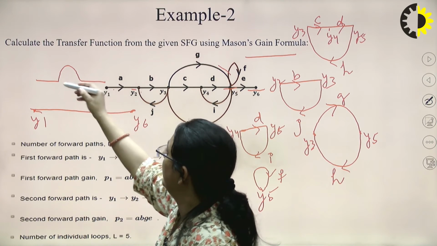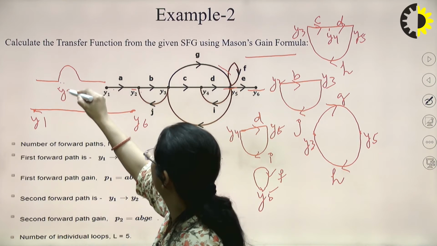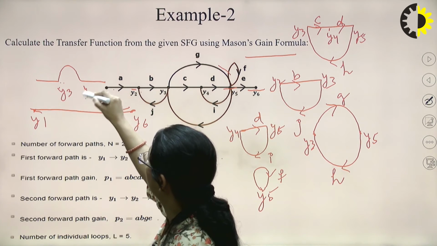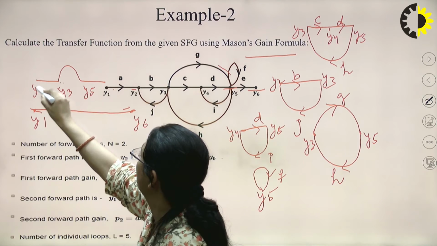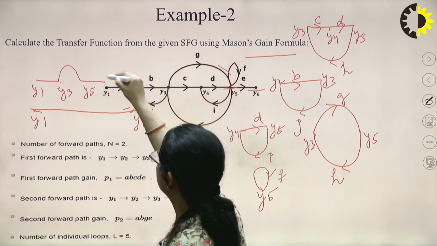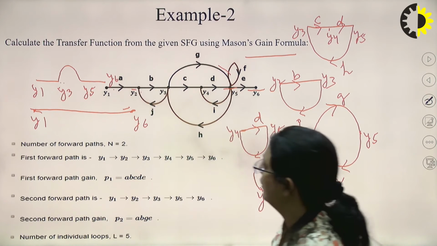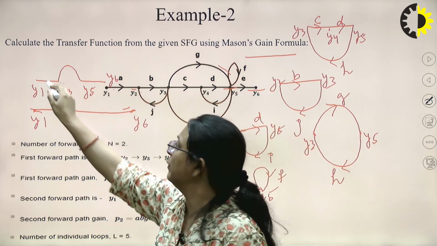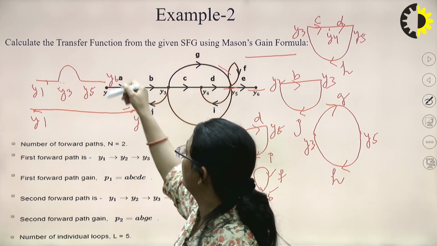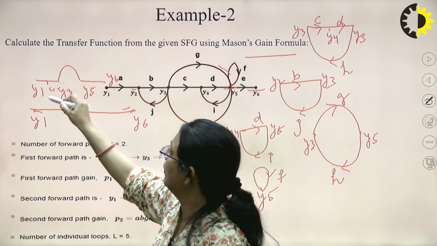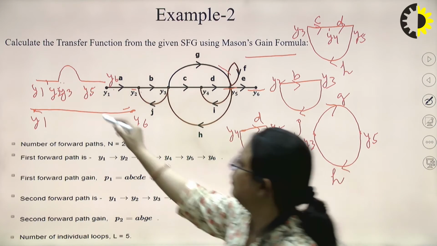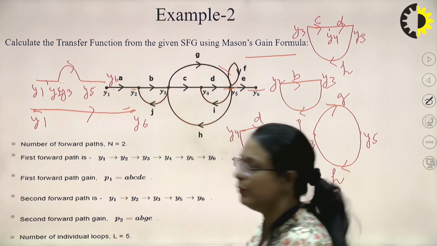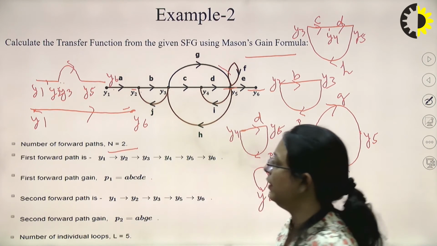It is Y3, then it is Y5. It starts from Y1 and ends at Y6, including the node Y2 and Y5, Y6. Y1, Y2, Y3, Y5 and Y6. This could be the other forward path. So you can see the total number of forward paths here is 2.